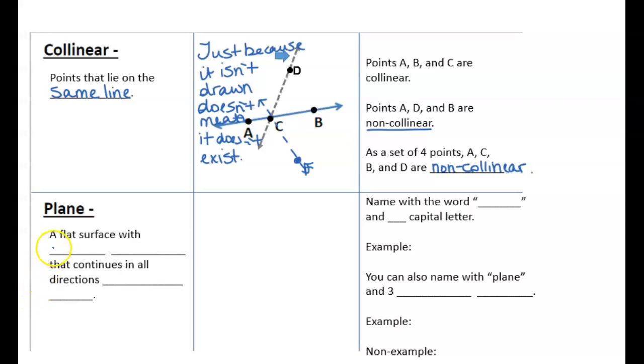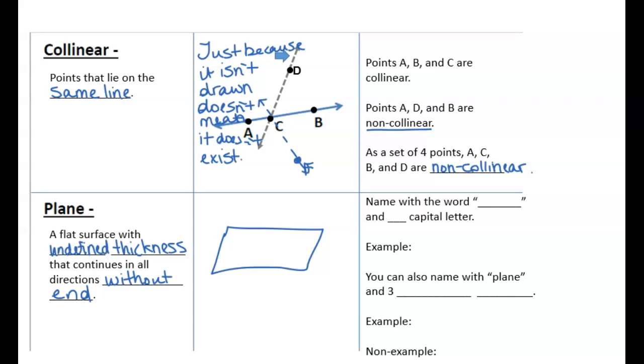So a flat surface with undefined thickness. And it continues in all directions without end, just like a line. So I don't have anything drawn for you because I want you to practice drawing a plane. It kind of looks like a parallelogram. Kind of a slanted rectangle. We'll learn about parallelograms later.